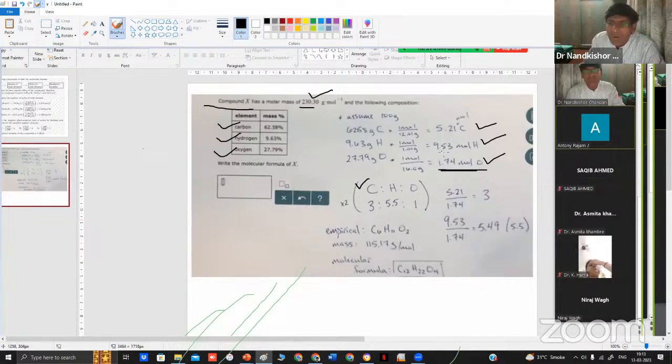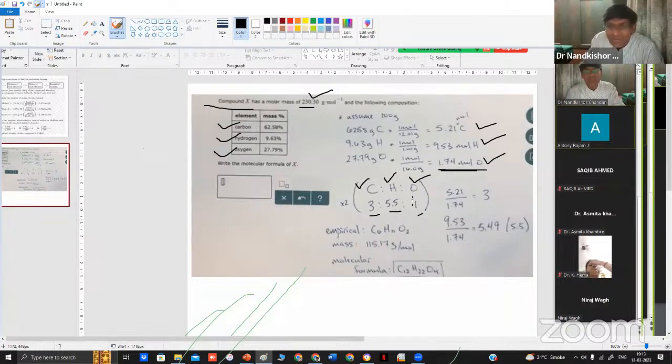Divide 9.3 by 1.7, so that number comes to 5.5. Divide 1.7 by 1.7, that should be 1. So you got here the empirical formula C3, H5.5 and O1. There will never be 5.5 hydrogens. It must be an integer number. So this is an empirical formula.